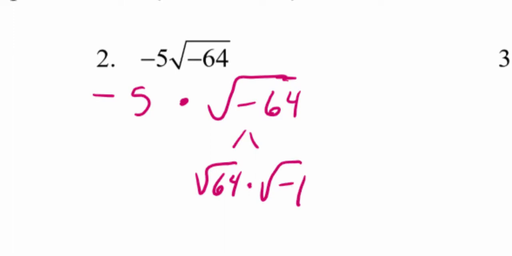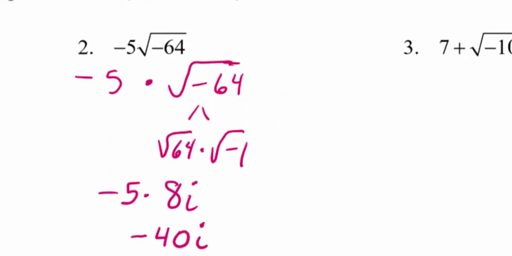And the square root of 64, you know, is 8. And the square root of -1 is i. And we have to multiply by a -5 that was already there. So this complex number is -40i.